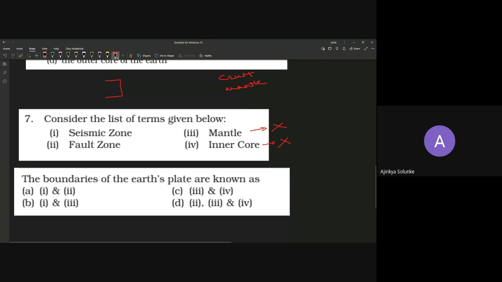Because see, the plates. Suppose there are two plates, and they are in contact with each other, or say an earthquake is happening between them, that particular zone is called a seismic zone, or you can call it a fault zone. The space between the plates is going to be called a seismic zone or fault zone. So the answer should be A.